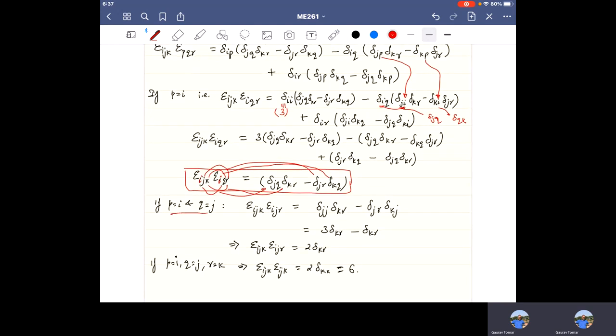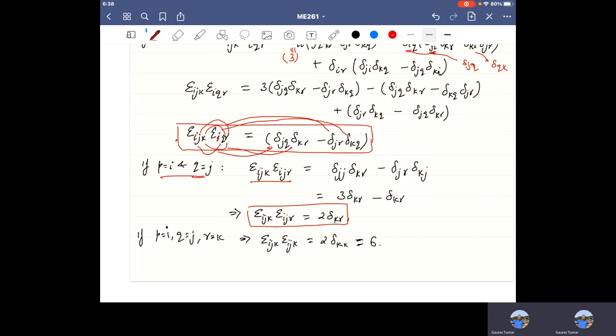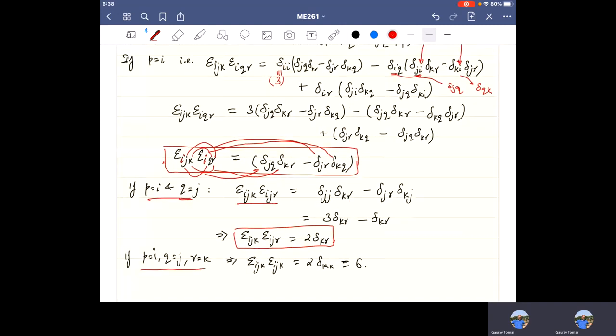And if you have two repeated indices, now you can plug in this expression, you can plug in this Q as J. When you do that, you see that it reduces to 2 times delta KR. So if you have two repeated indices, this expression becomes this. And now if you have all of them repeated, that means you're taking a product of epsilon ijk into epsilon ijk. This quantity becomes 2 times delta kk, and delta kk has a value of 3, so it becomes a constant of value 6.